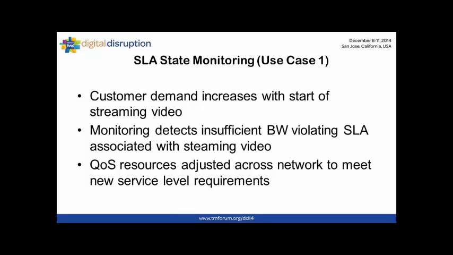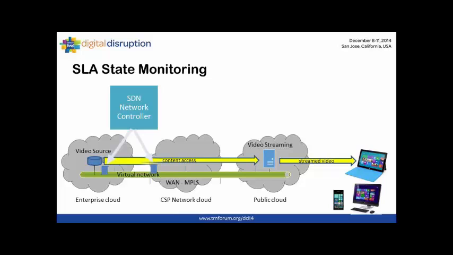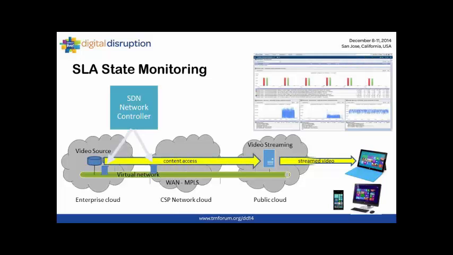So as an example of this, we have on the private cloud side a video source. We have created a virtual network, and now we're streaming content across to a device. And again, the load changes, because they start streaming a video, whereas before they were doing something else. The video needs a lot more bandwidth. The SDN controller becomes aware of this through real-time analytics and issues commands to multiple nodes to adjust resources so that the user experience is what they expect.